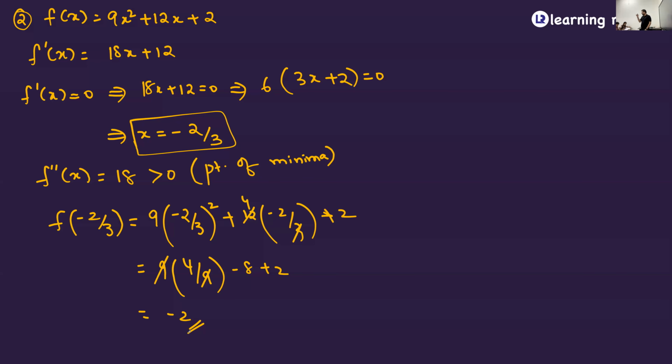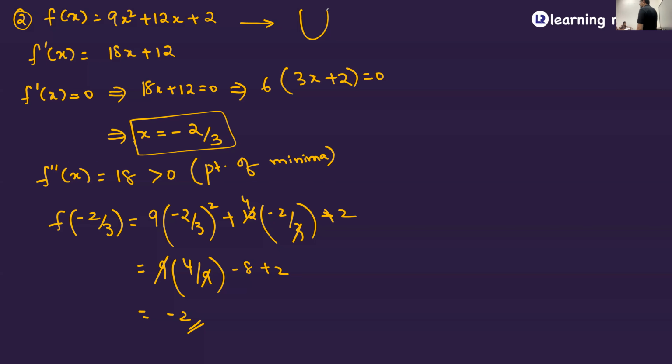Okay. And the logic is, observe. Again, if you observe this question, it is a second degree equation. It's a second degree polynomial. And what is it that we need to check for? Check for the coefficient of x square. Since it is positive, this will also be an upward parabola.